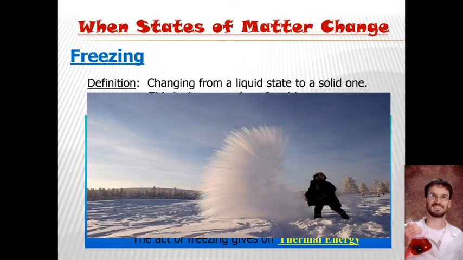Great picture of water freezing in a really, really cold environment. Go out with a bucket of water when it's like negative 20 degrees outside, Fahrenheit or Celsius, but that'd be super, super duper cold. I don't know if there's any places on Earth that actually do that. Throw it up in the air and it just freezes instantly.